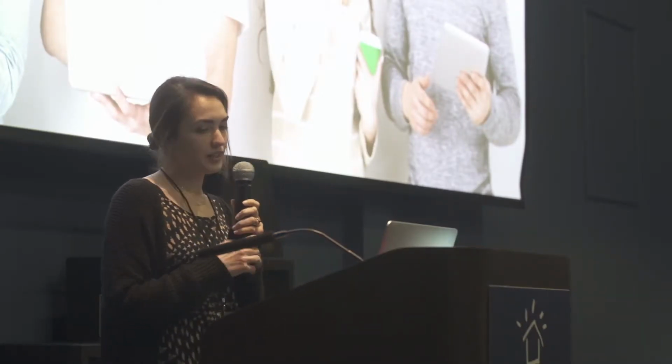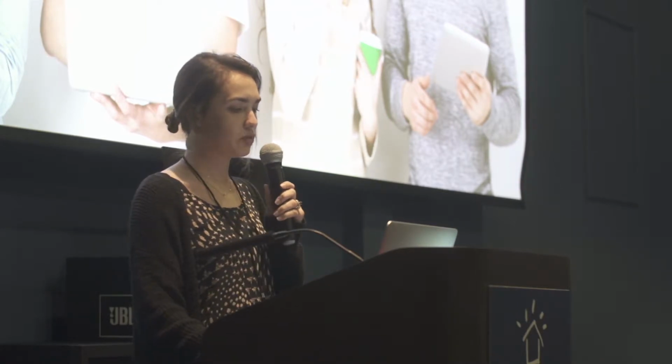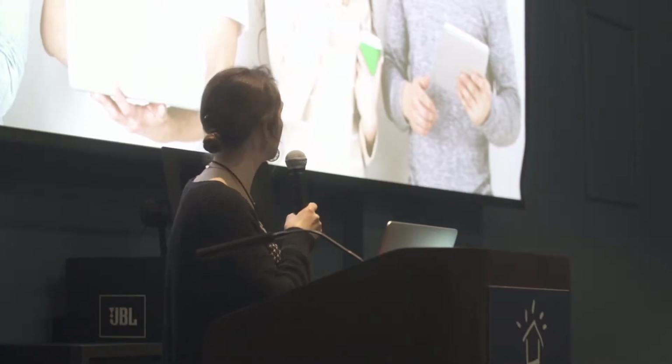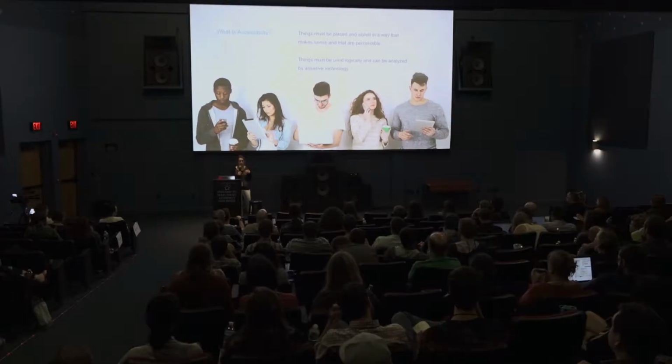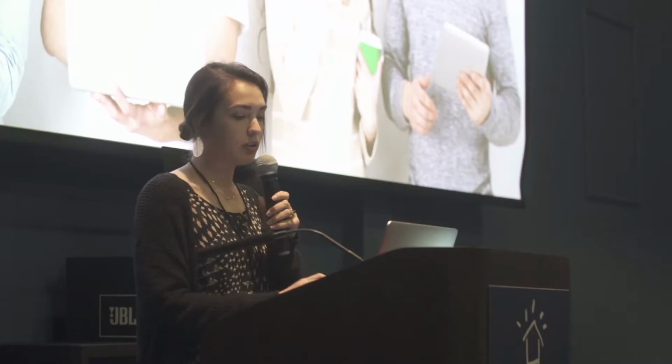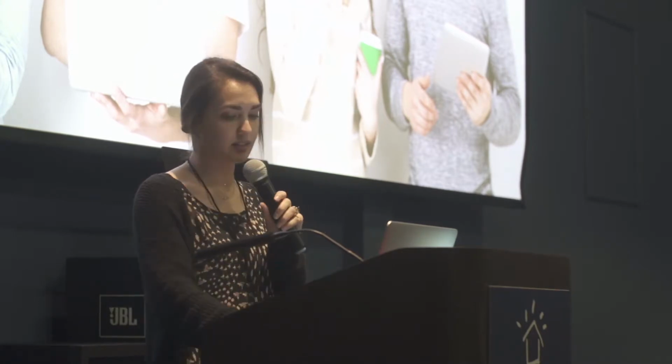So what is accessibility really? Visually, it means that things must be placed and styled in a way that makes sense and is perceivable to the user. They have to be able to logically understand what they're seeing. They have to be able to see it. And programmatically, things must be used logically and in a way that can be analyzed by assistive technology. Assistive technology can be anything from a screen reader to sip and puff wands. For people that don't have the use of their hands, they have this wand that they can control with the air intake of their mouth, or even just using your keyboard only. That counts as assistive tech.